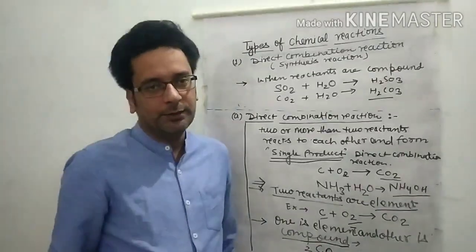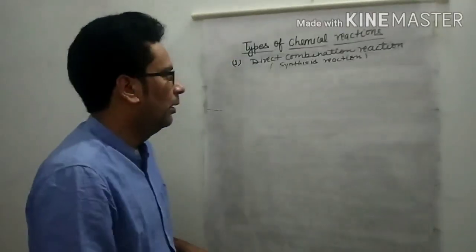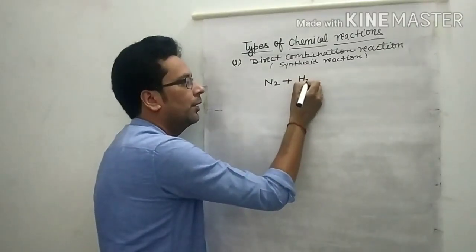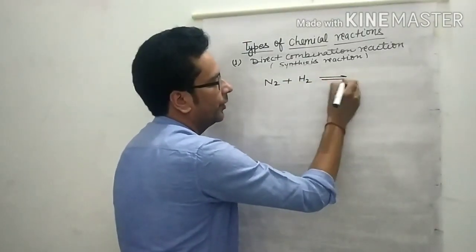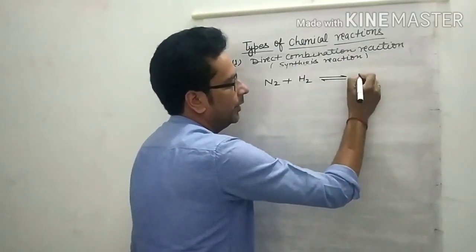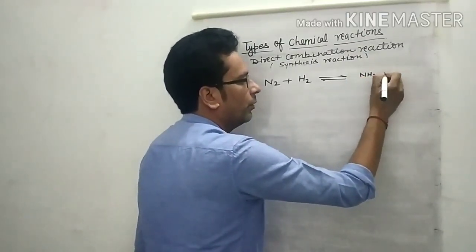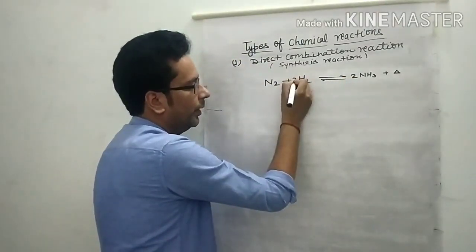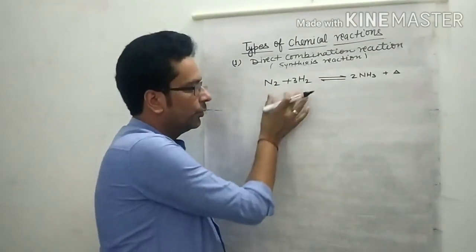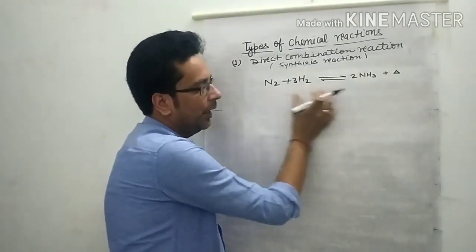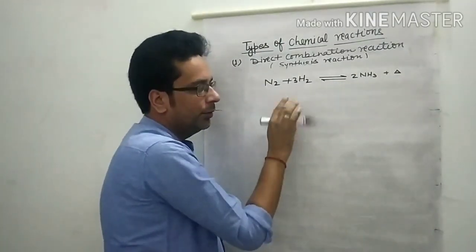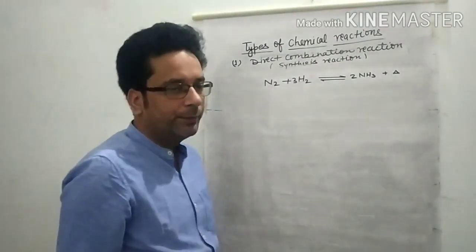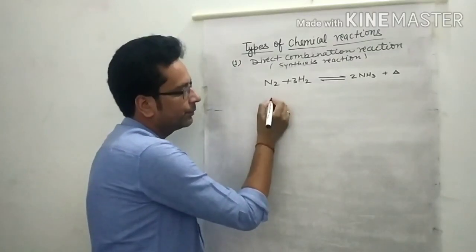Now look here, nitrogen reacts with hydrogen, a reversible reaction, and forms ammonia with liberation of heat. Now it is the balanced reaction. Two reactants react to each other and form a single product. So this is an example of direct combination or synthesis reaction. Now the next example, look here.